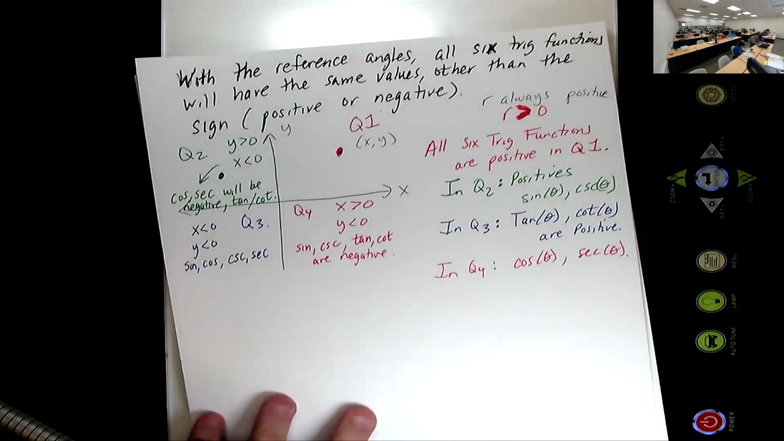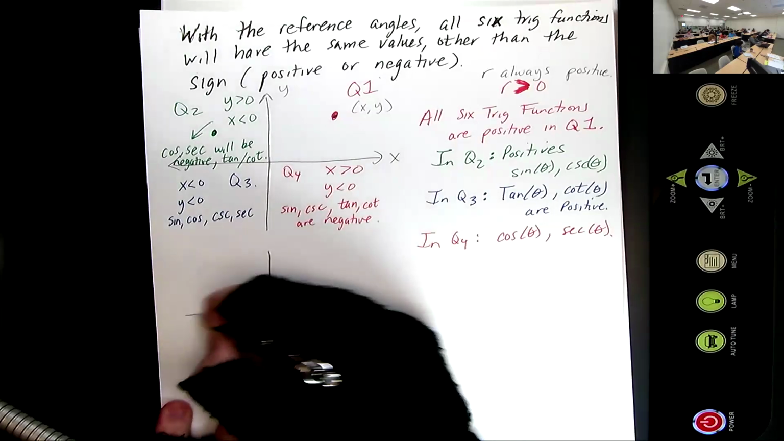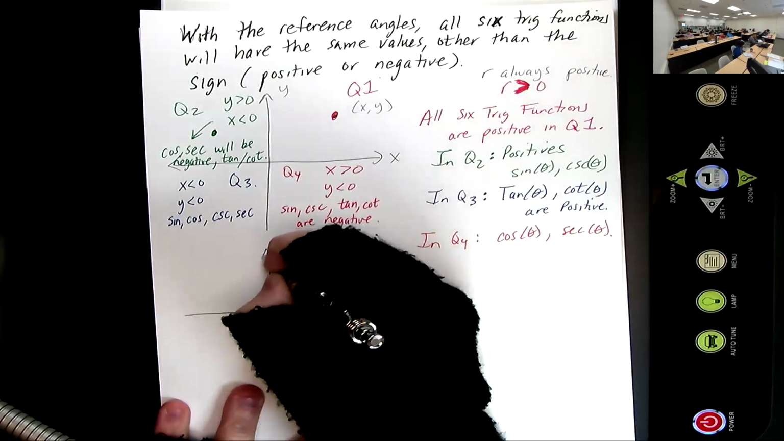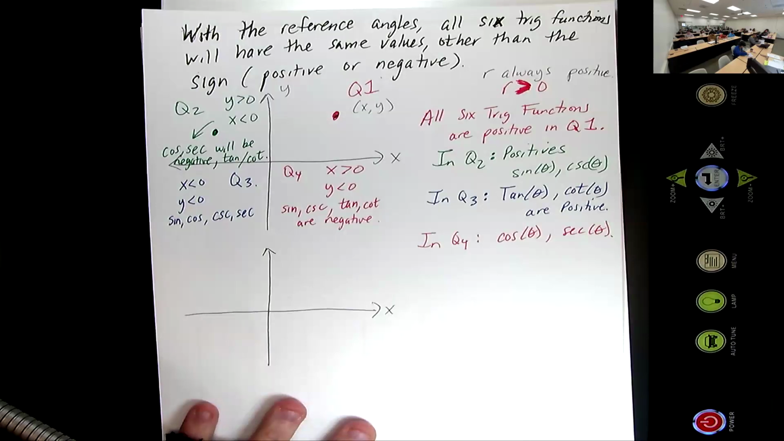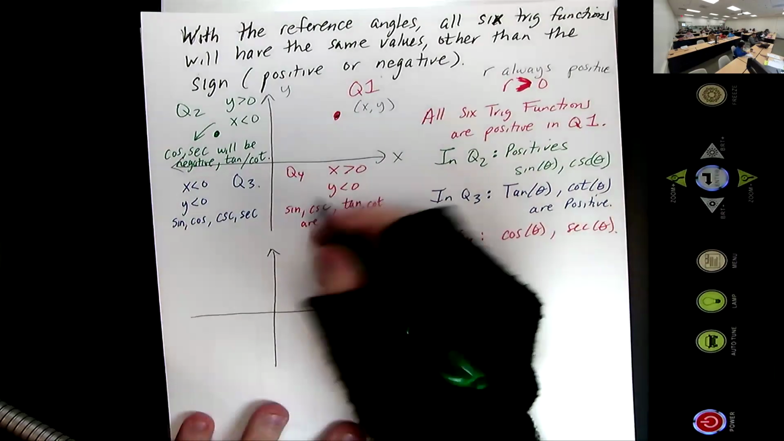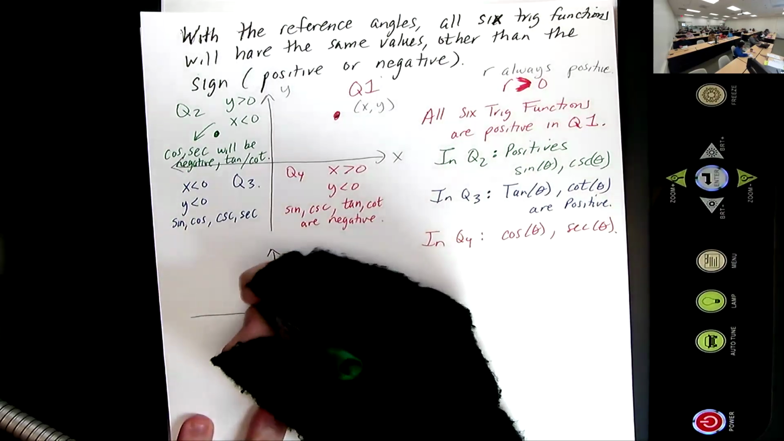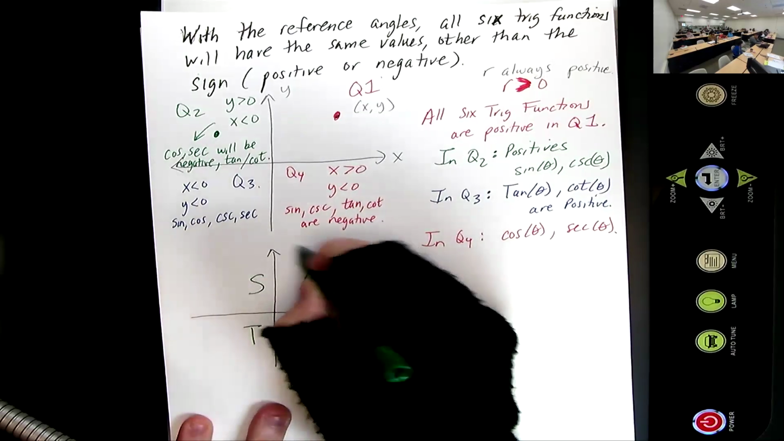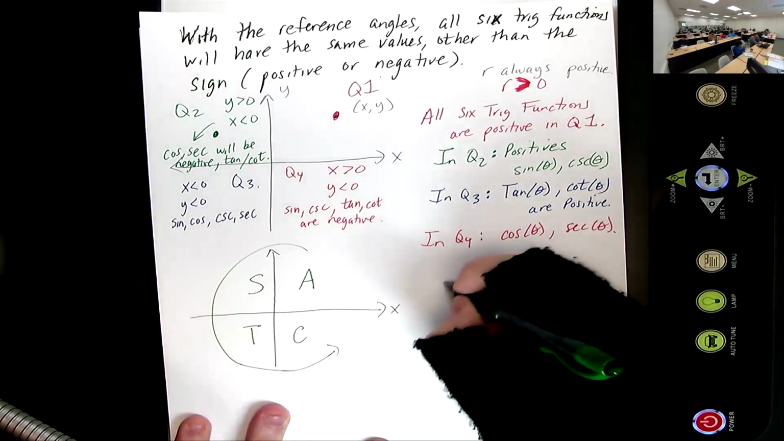What's the easy way to remember this? Going around counterclockwise in a circle like that, ASTC.